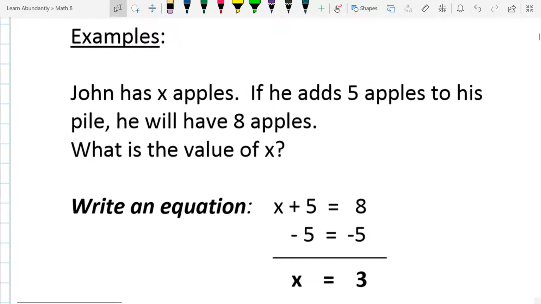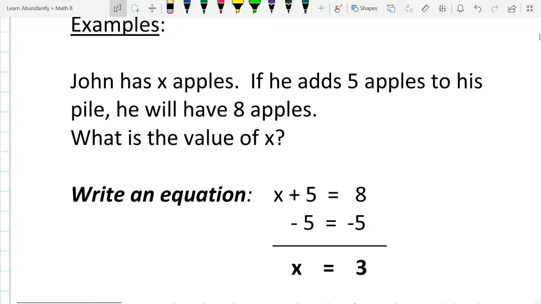John has X apples. If he adds 5 apples to his pile, he will have 8 apples. What is the value of X? So it says John has X apples. So we have X plus 5. X plus 5 equals 8 because he adds 5 to it and he gets 8 apples. If we wanted to figure out what it was to begin with before he added the 5 to it, we would simply have to subtract 5 from 8 to figure out what he started with. So when we subtract 5, we're left with X equals 3.